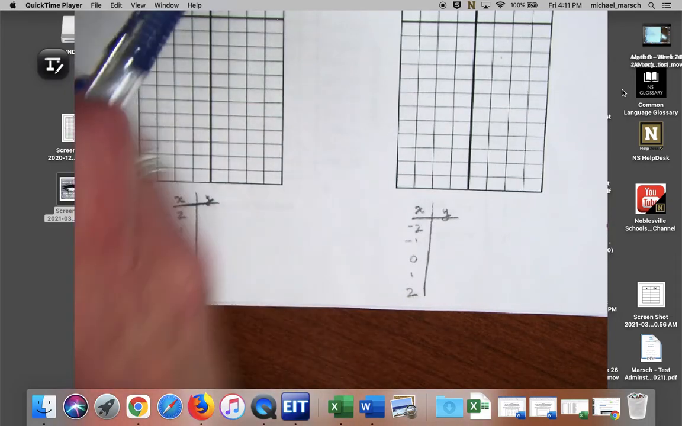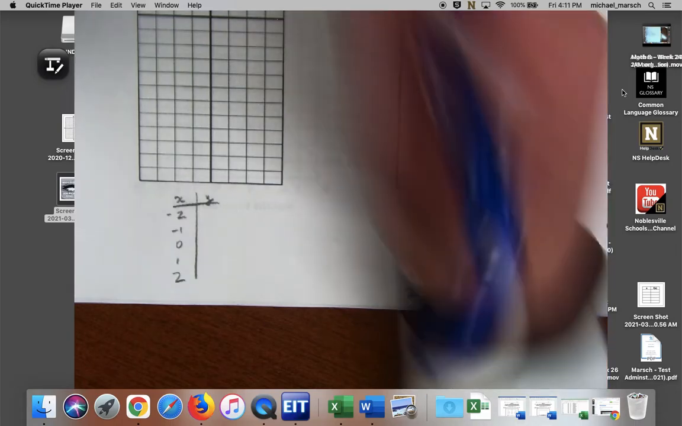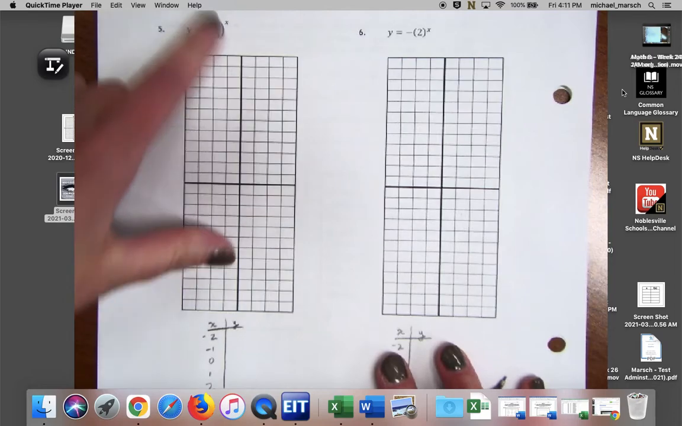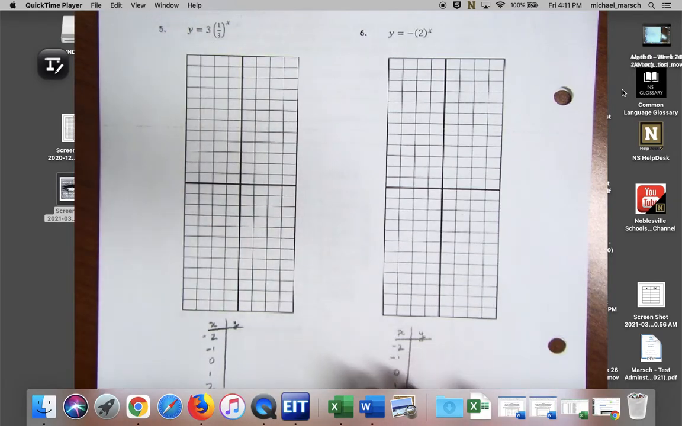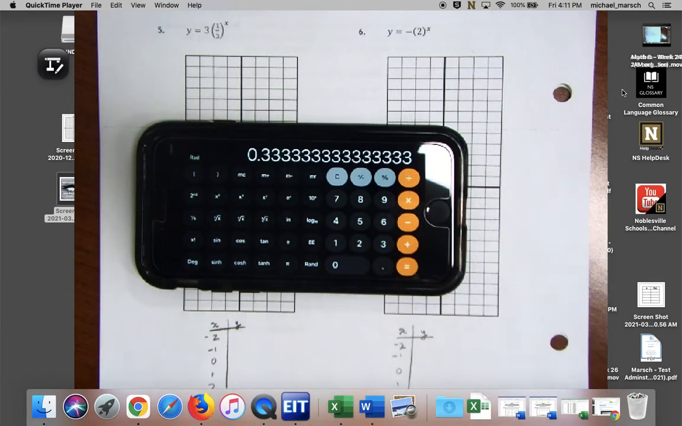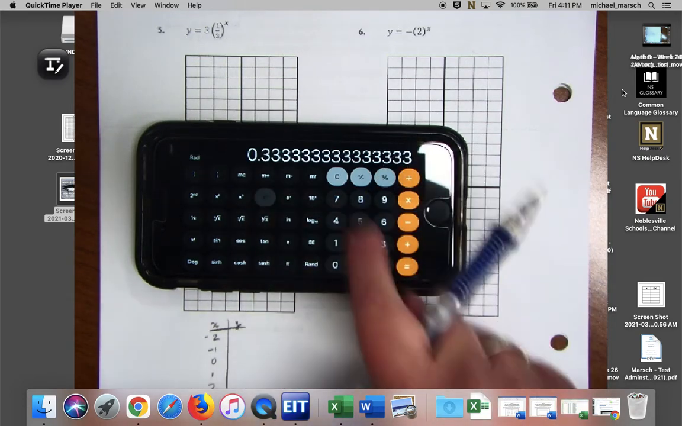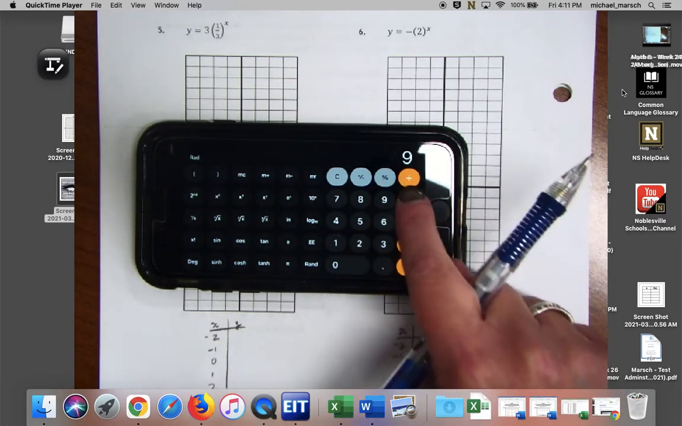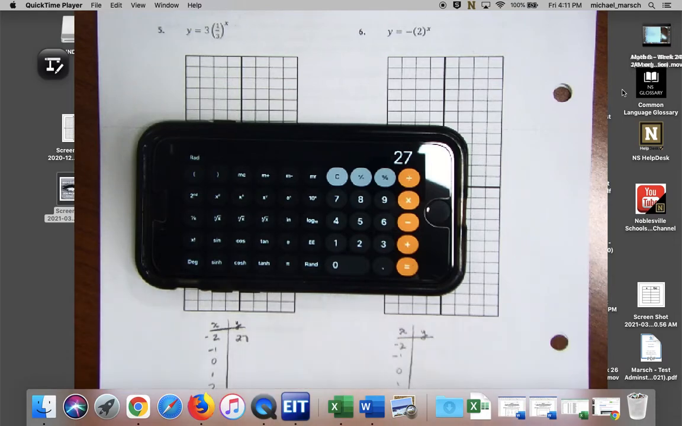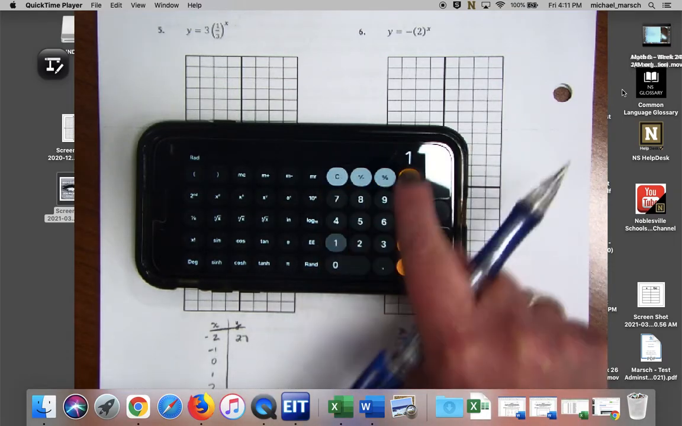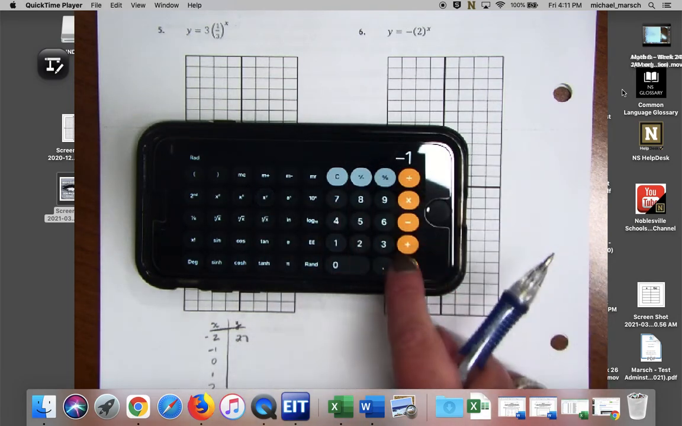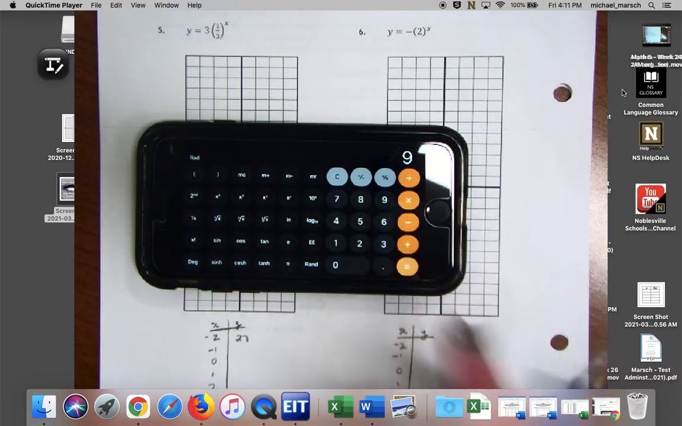2. So our function is this one. I'm going to have to zoom out, aren't I? This 1/3 raised to the x times 3. So remember, for 1/3, first you must do 1 divided by 3 equals, and then I'm going to hit x to the y, raise it to the -2, and then times 3 is going to give me a positive 27 for my first y value. Start over. 1 divided by 3 equals, raised to the -1, times 3 equals 9.